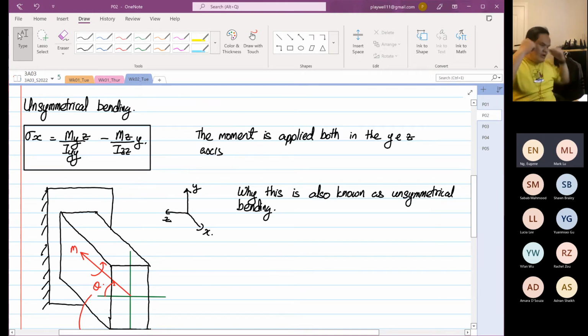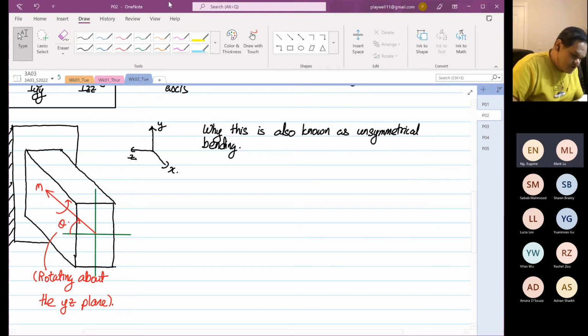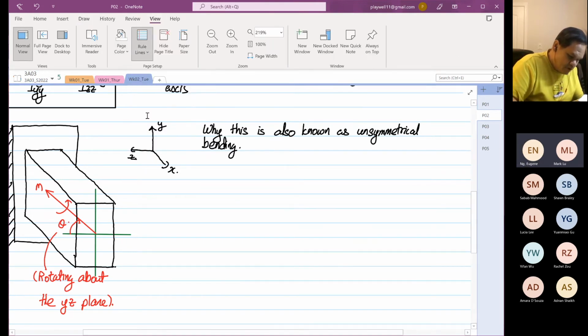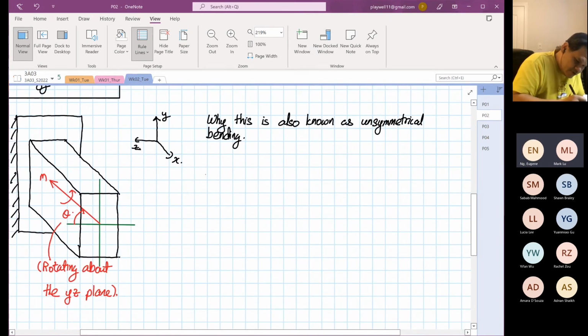Okay, but I would like to show you why we classify it as unsymmetrical. And again, whether it's symmetrical or unsymmetrical, it's all dependent on the stress field. Okay, so for this case, it's unsymmetrical. So what do I mean by stress field? Okay, so we are going to draw the cross section again. So I'm going to sketch the cross section.